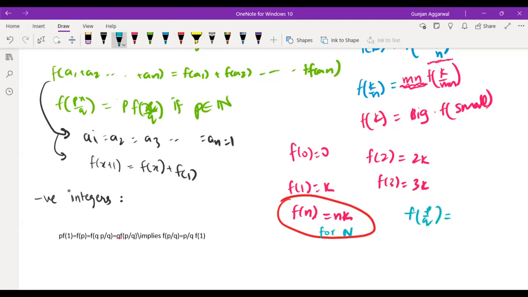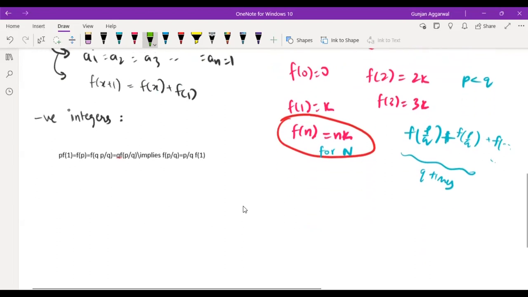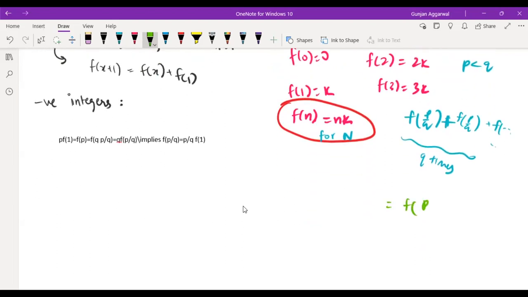f of p by q equals, and we assume that p is less than q. So we add f of p by q plus f of p by q, q times. So this is equal to f of p, which equals q times f of p by q, which is equal to kp. So f of p by q is k times p by q. Yeah, this is for p and q natural. Okay.